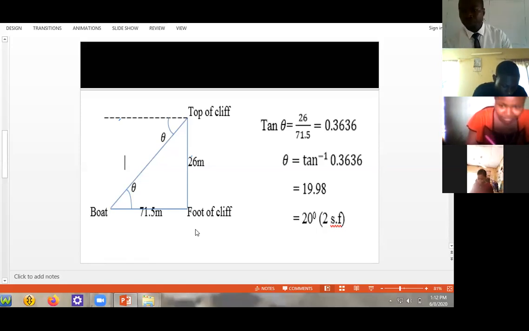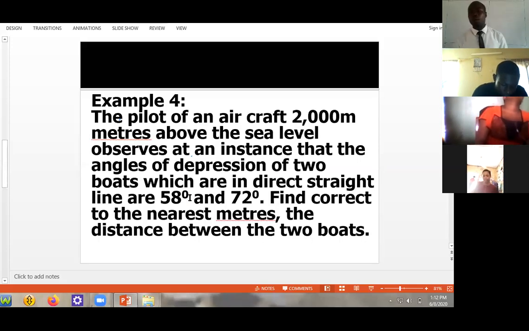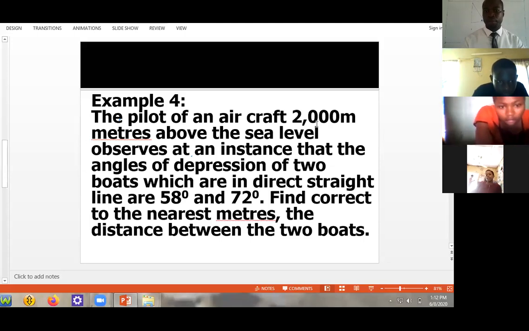Are you through? Yes, sir. So let's go to the last example for the day. Example 4. Let's read it together. The pilot of an aircraft 2,000 meters above the sea level observes that the angles of depression of two boats which are in a straight line are 58 degrees and 72 degrees. Find, correct to the nearest meter, the distance between the two boats.